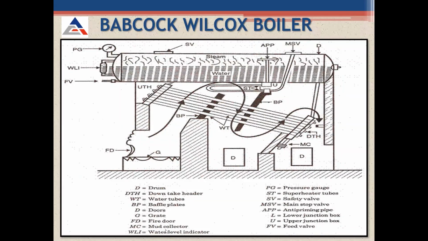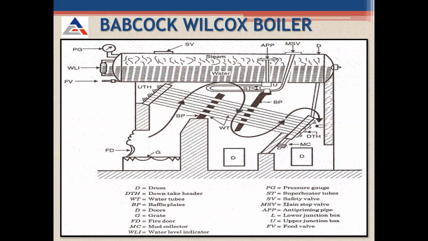Then the mud collector is there, with a blow-off cock, to collect the impurities or mud and remove them from the boiler. And here it is the water level indicator. Then the pressure gauge. Then superheater tubes. These are the superheater tubes. And this L and U are the lower and upper junction box. See here, the lower junction box and upper junction box are connected with the superheater tubes.